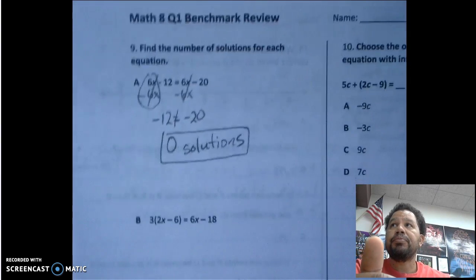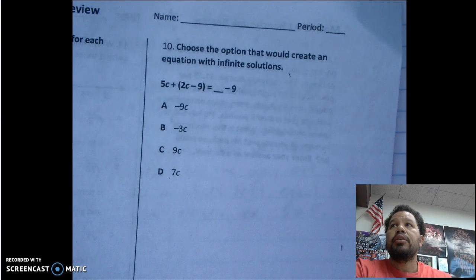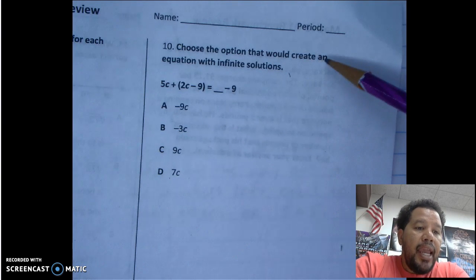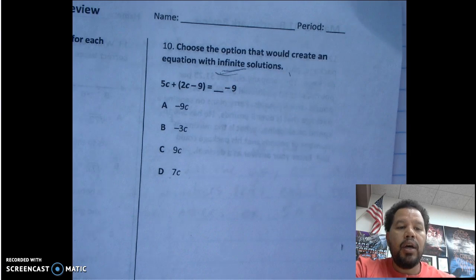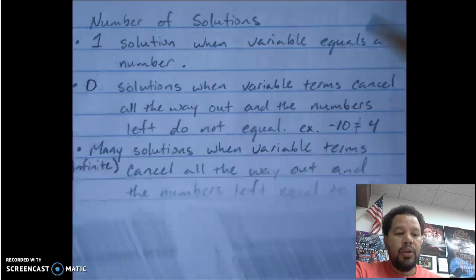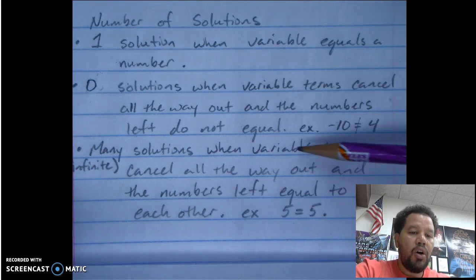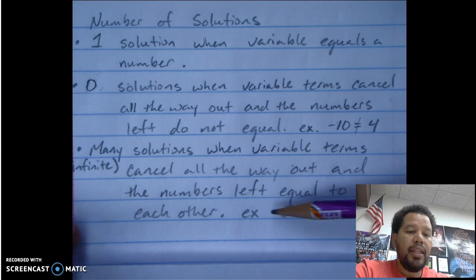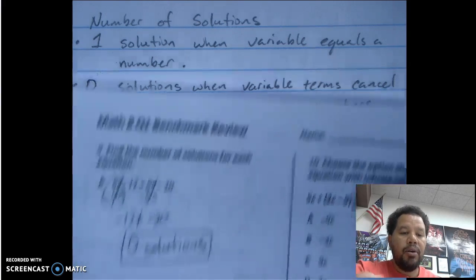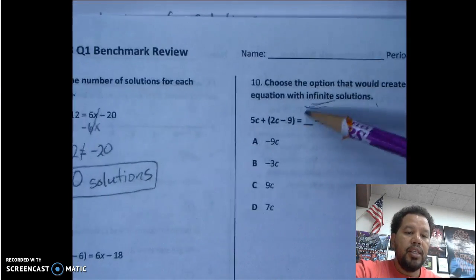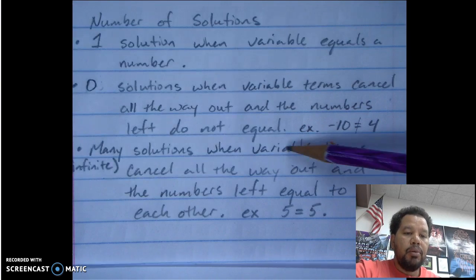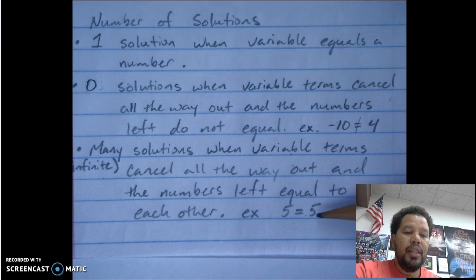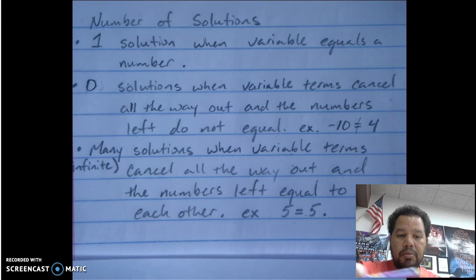Number 10, it says choose the option that would create an equation with infinite solutions. Infinite. So that means what? That means, to review, to be infinite, all the variable terms have to cancel out, and then the numbers left have to equal each other. So you have to think about what we should put into this blank spot to make it so that all the variable terms will cancel out, and you will be left with 2 numbers that equal each other.